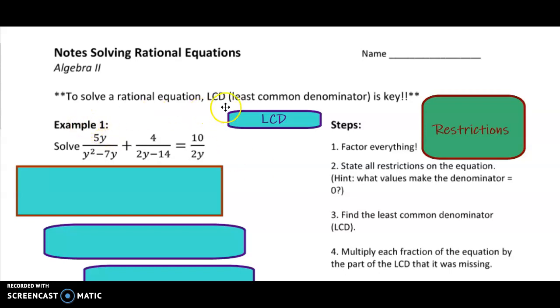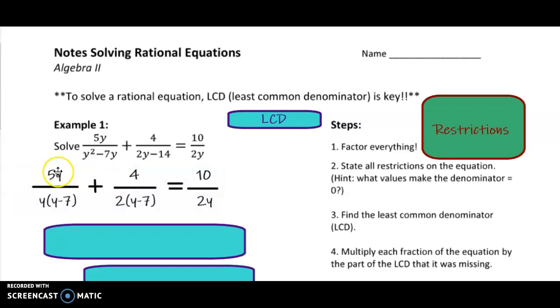When you're solving a rational equation, the least common denominator is very, very important. So the first thing you want to do is to factor everything. That includes numerators and denominators. Anything that can be factored, you want to go ahead and factor. So when I factor this first example, I get 5y over y times y minus 7, plus 4 over 2 times y minus 7, equals 10 over 2y. The reason you want to factor everything, especially the denominator, is so that you can find your least common denominator.